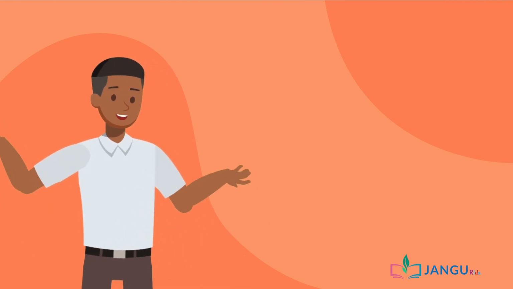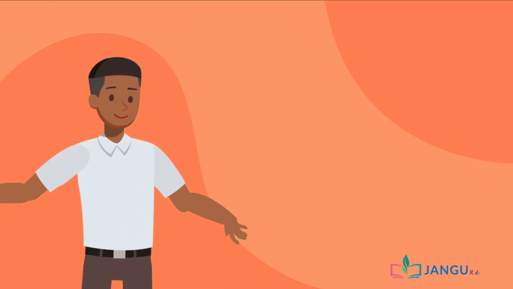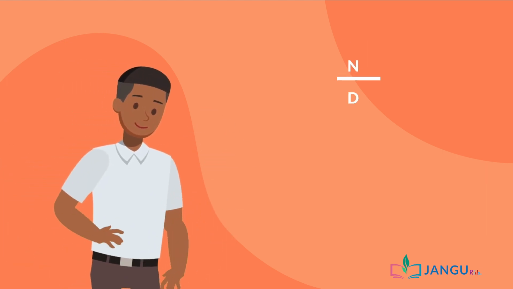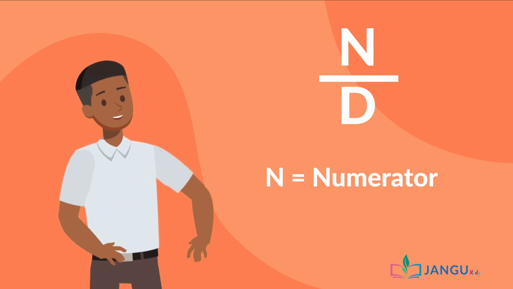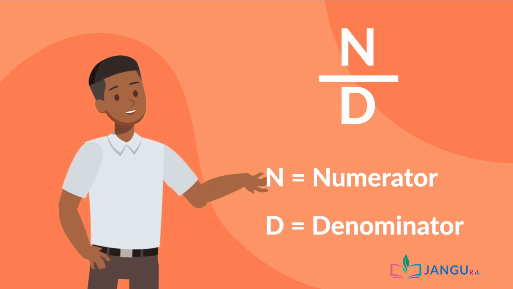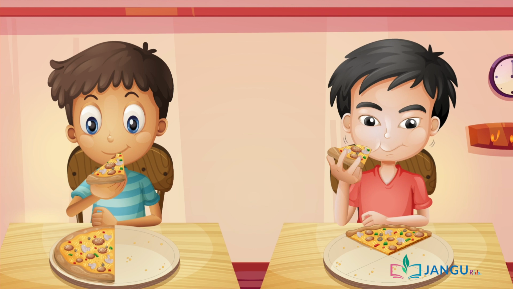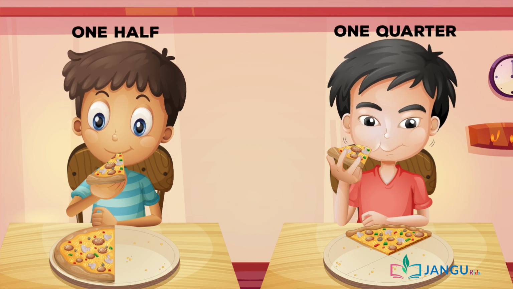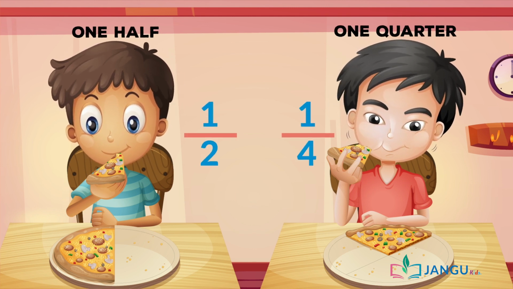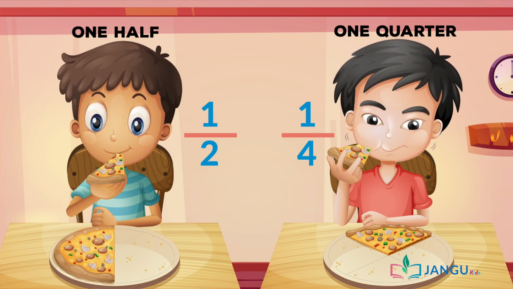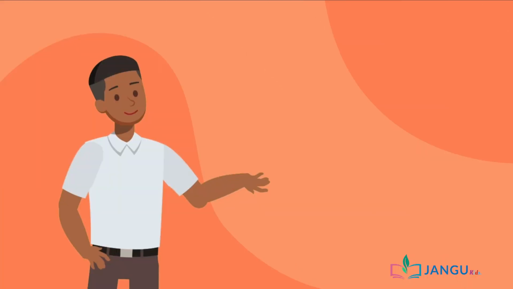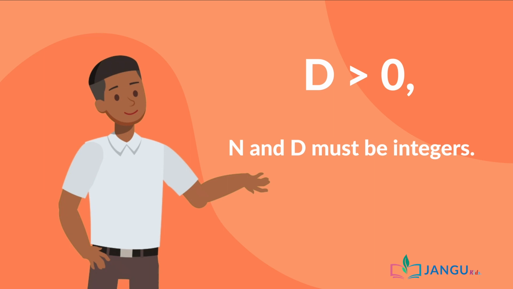A simple fraction is a number expressed as a quotient in the form of n over d, where n is the numerator and d is the denominator. The numerator defines the number of equal parts taken, whereas the denominator defines the total number of equal parts in a whole. For it to be a fraction, d must be more than 0, and n and d must be integers.